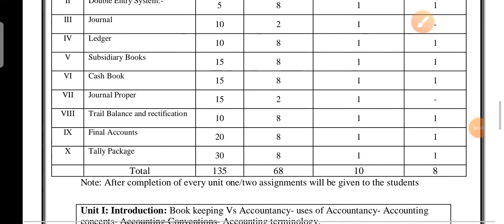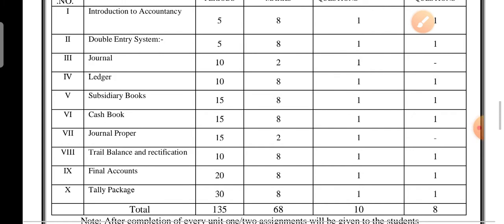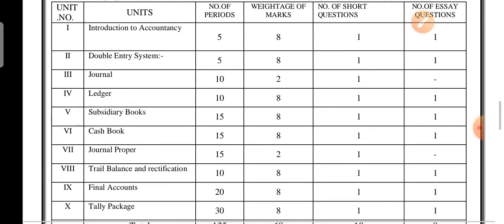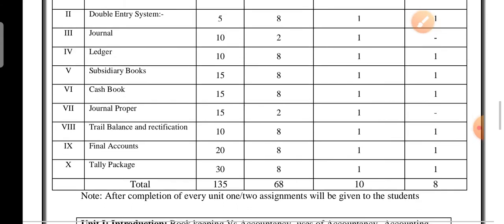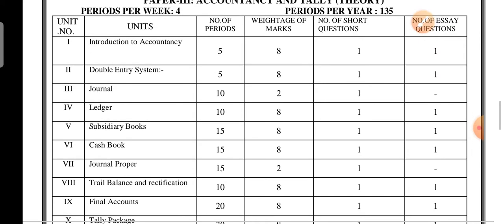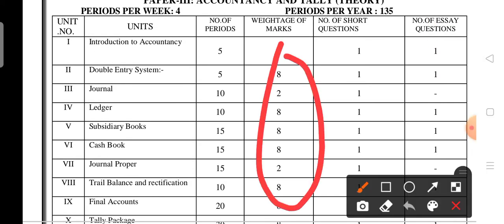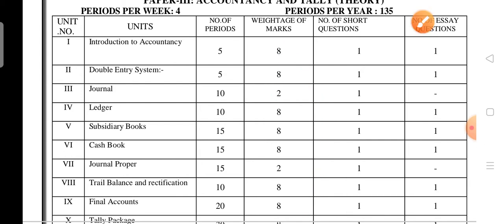So how many units are there in this? 10 units. If you see them: introduction to accountancy, double entry system, journal, ledger, subsidiary books, cash book, journal proper, trial balance and rectification, final accounts, and tally package. So in this, if you see the overall weightage of the marks, based on that you have to be thorough with the units.